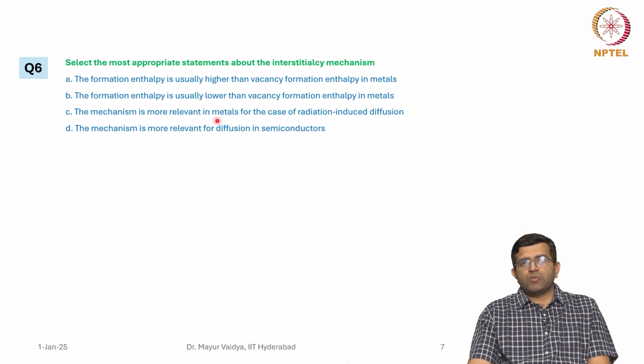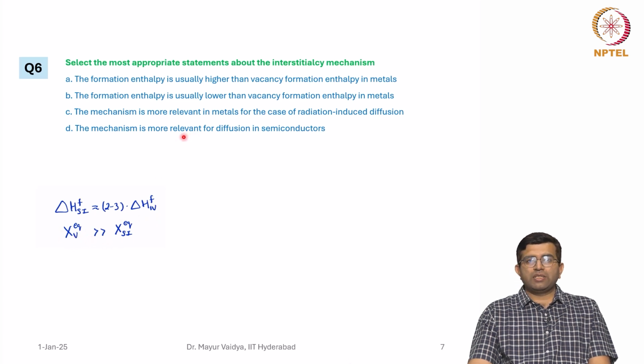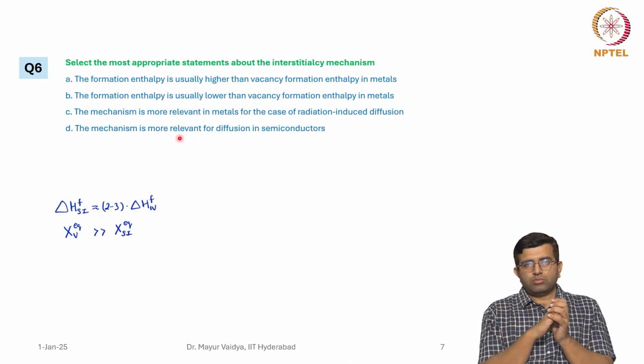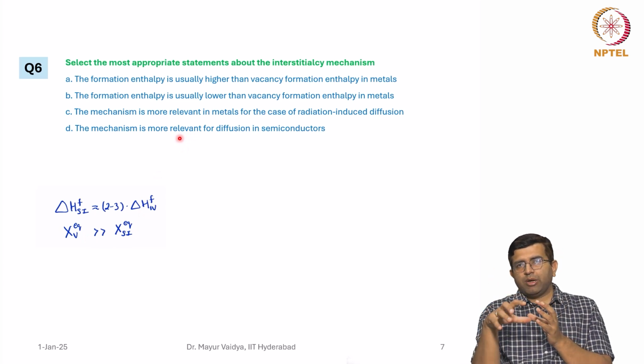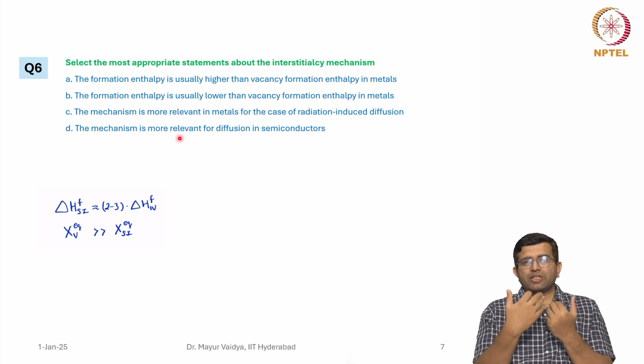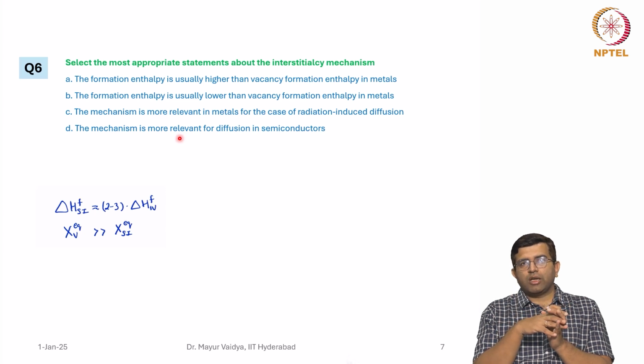The mechanism is more relevant in metals for the case of radiation induced diffusion. This is correct because, as I said, for the self interstitials or interstitial C mechanism, the delta H is almost 2-3 times that of vacancy formation. So, the concentration of vacancies is much higher. But when there is radiation induced diffusion, the radiations are bombarding your crystal, then the atoms are ejected out of their lattice position and sit on their own interstitial sites. So, that is where it is more relevant.